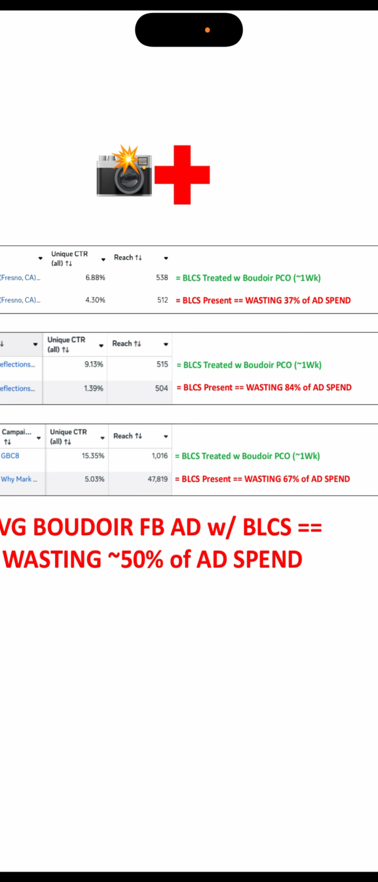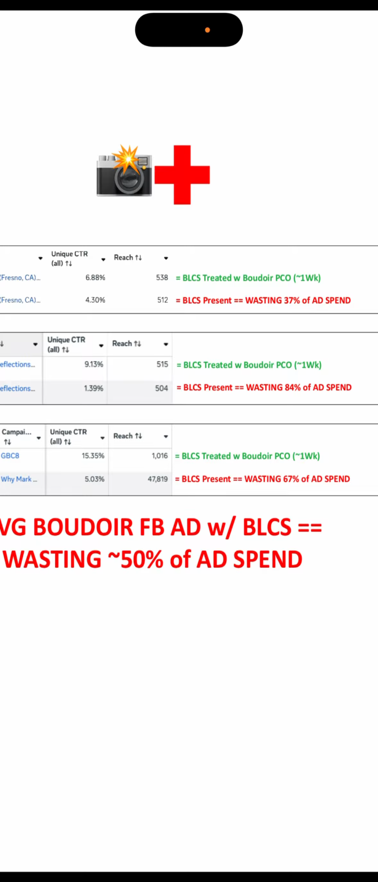And now we can, instead of spending 10K a month with the original Boudoir Facebook ad, simply spend $1,600 a month with the Boudoir Pico treated ad and get our ad into the same number of women's brains as the original. So we're spending $8,400 a month less and just pocketing that as a bonus.